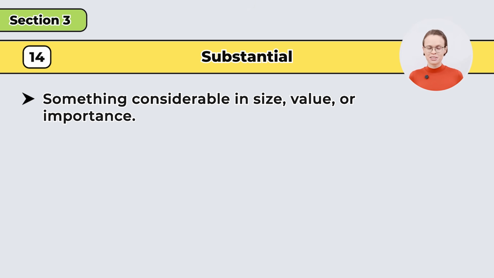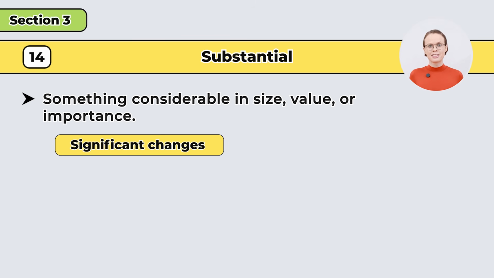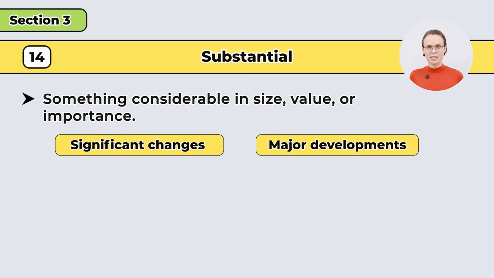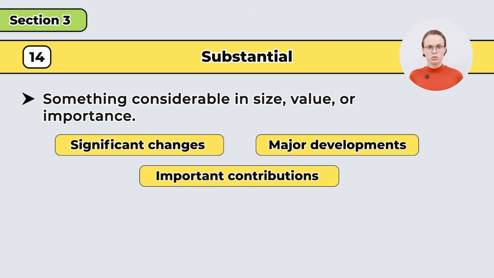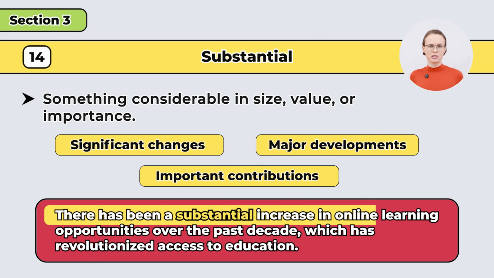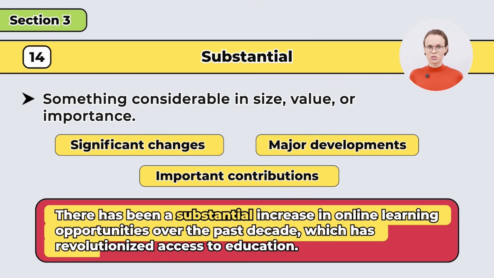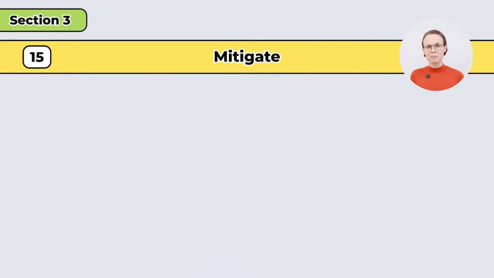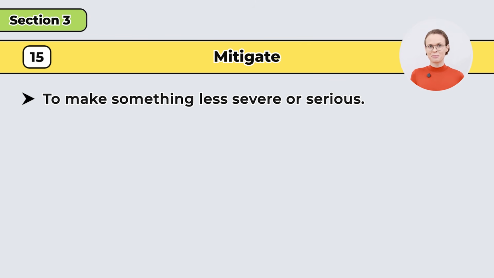This adjective appears when writers discuss significant changes, major developments, or important contributions to fields of study. You might read, there has been a substantial increase in online learning opportunities over the past decade, which has revolutionized access to education. Let's explore mitigate, meaning to make something less severe or serious.